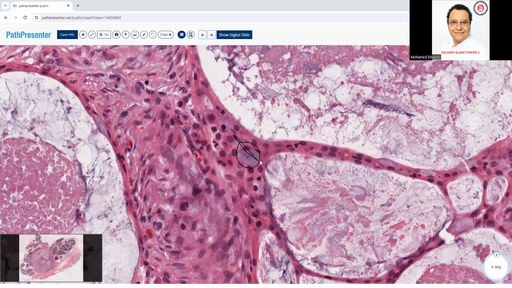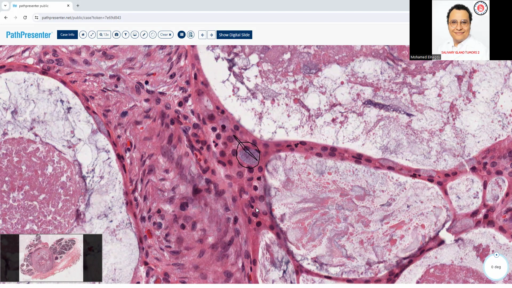Muhammad, if you want to jump in, you can just unmute and jump in. I think this is kind of a mucus cell, pushing. Okay. Yeah, mucus cell.